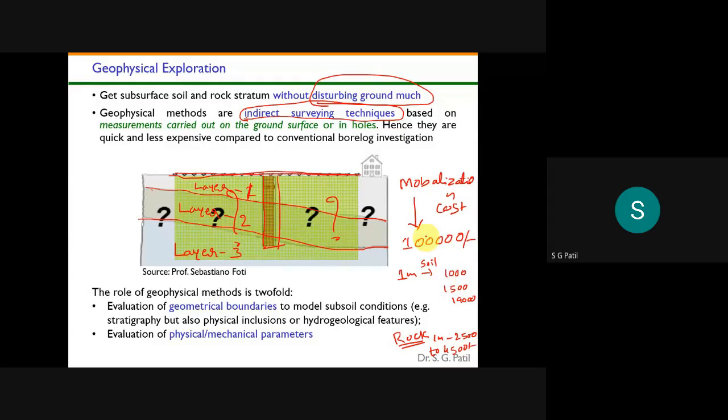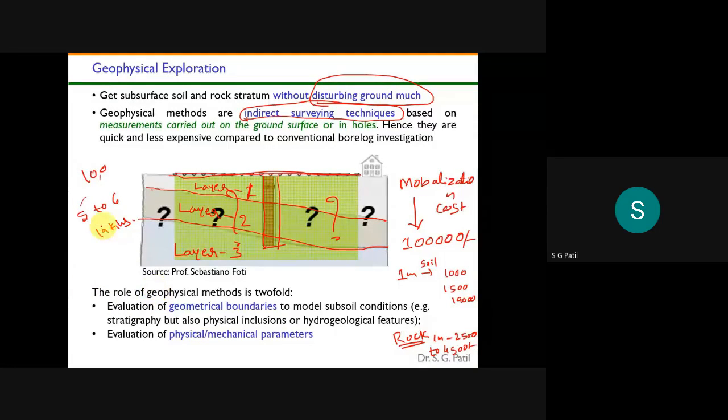Understood, no? See, this is the cost of drilling a borehole. Suppose you have 10 boreholes, and you are drilling 6 meters in each borehole, then the cost will come around 5 to 6 lakh. That much it will cost for the boreholes, right?